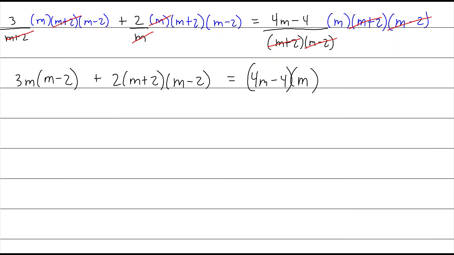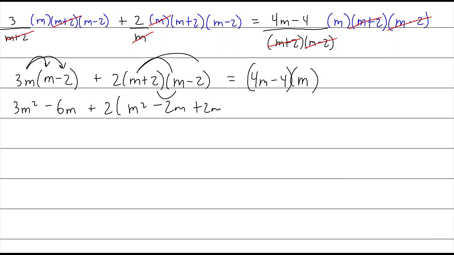Okay, let's see what we can do. 3m times m is 3m squared. 3m times negative 2 is negative 6m. Before I distribute the 2, I'm going to multiply this back out. Remember, if I did difference of squares, that's m squared minus 2m plus 2m minus 4. Of course, these two, if I combine those like terms, they would cancel out because negative 2m plus 2m is 0. So I'll be left with m squared minus 4, right? That's where all that came from.